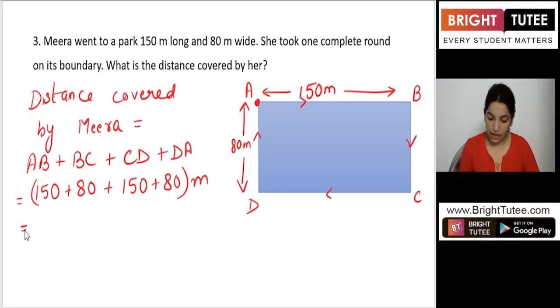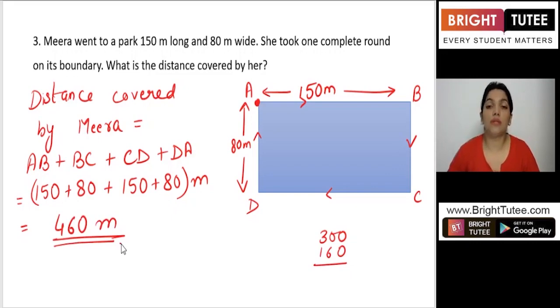So now let's add them together. 150 and 150 is 300 and 80 added to 80 is 160. So the total is 460 meters. So this is the total distance that Meera has walked in the park. I hope this is clear how we have worked this answer.